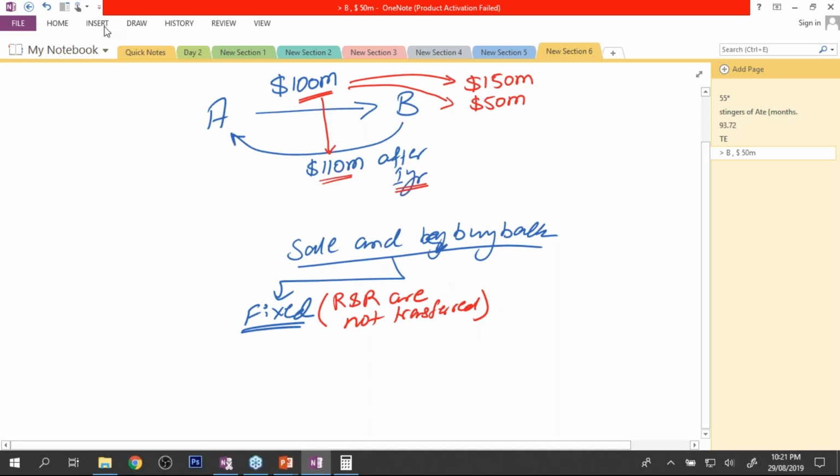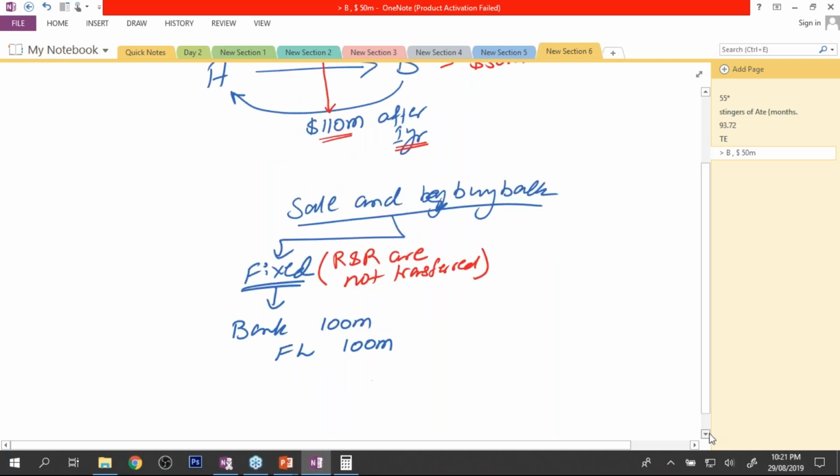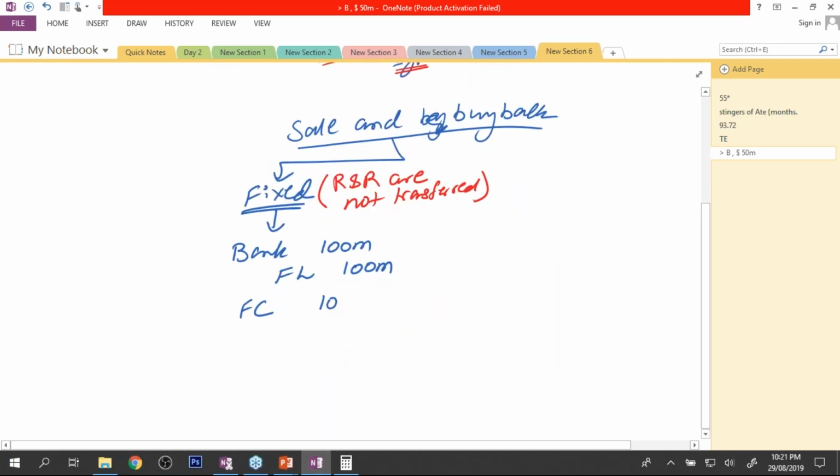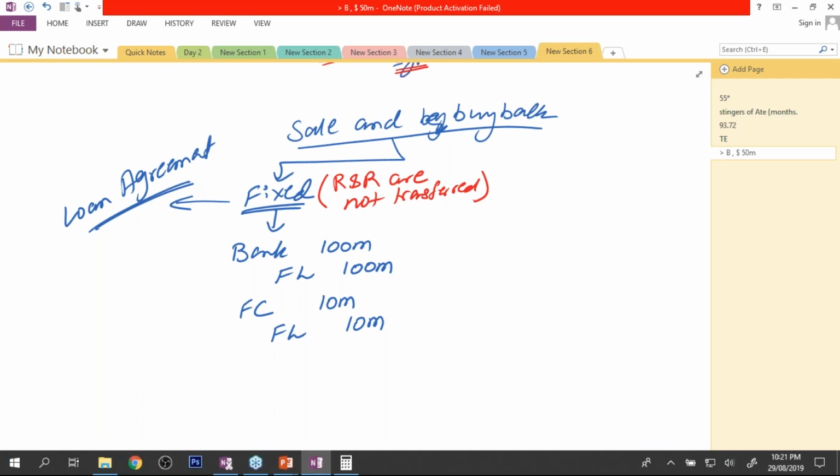So in this case, being A, we should be recognizing an entry as bank debit by $100 million, and we should be recording a financial liability of $100 million. And the extra $10 million that we are paying is actually interest on this. So this arrangement is a type of loan agreement with B. It's a financing arrangement. Yes, Abdul Qadir, you are right. So risk and rewards have been retained by A in this case.